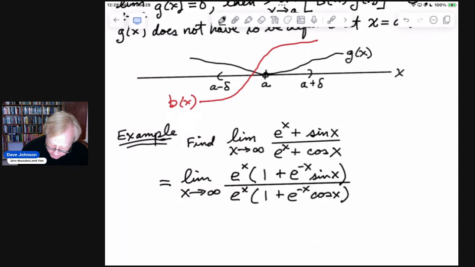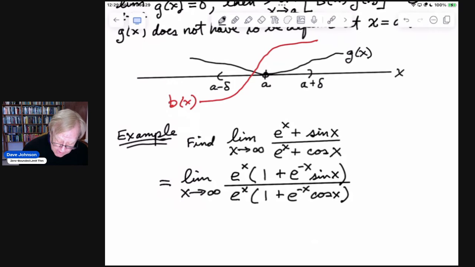Now, this is true because if you multiply it back out, e to the x times 1 is e to the x, e to the x times e to the negative x is just 1, and you get back your sine x. And this is true also downstairs. e to the x times 1 is e to the x. e to the x times e to the negative x is 1, so e to the 0, which is 1, times your cosine x. So you can factor it this way. It's perfectly legal to do that.